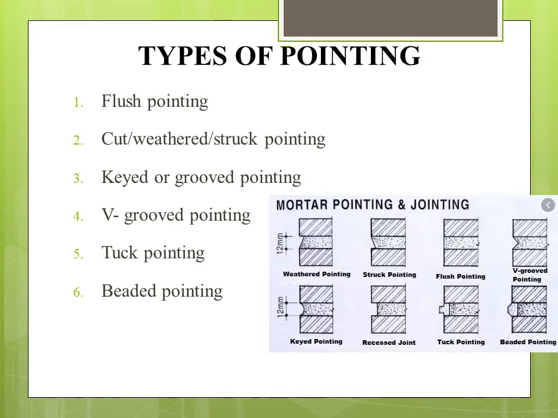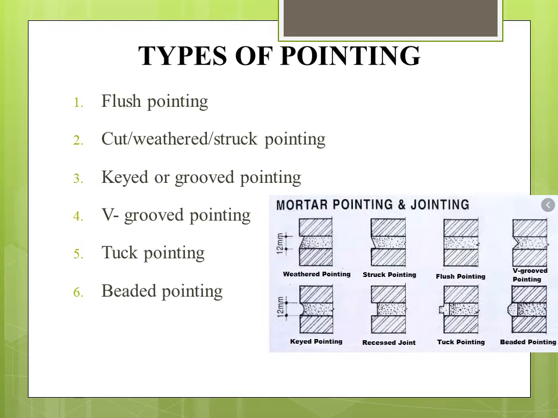Flush pointing. In this type of pointing, the mortar is pressed into the raked joints and finished off flush with the edges of the brick or stone so as to give a smooth appearance. That is flush pointing.